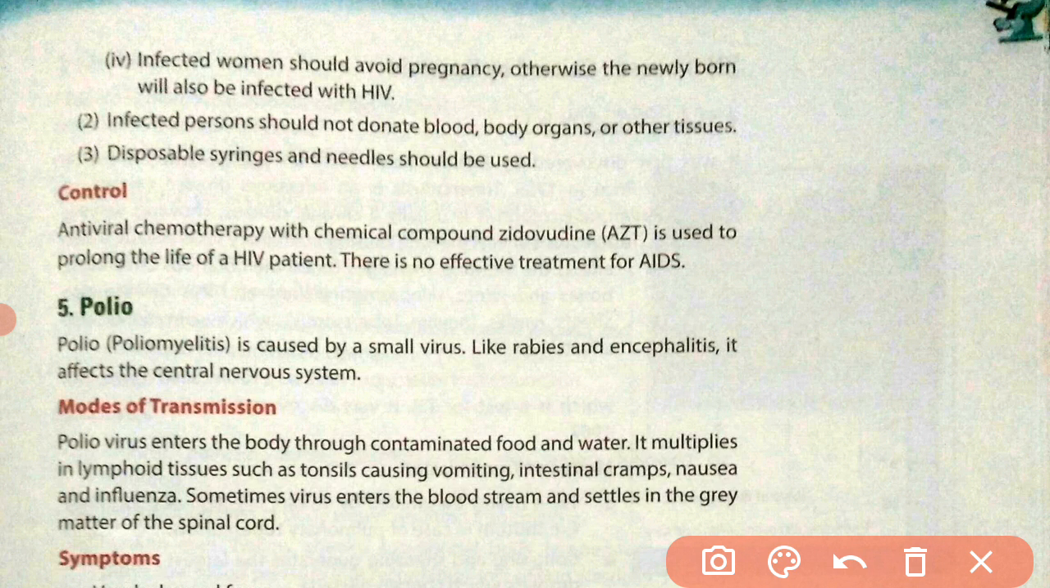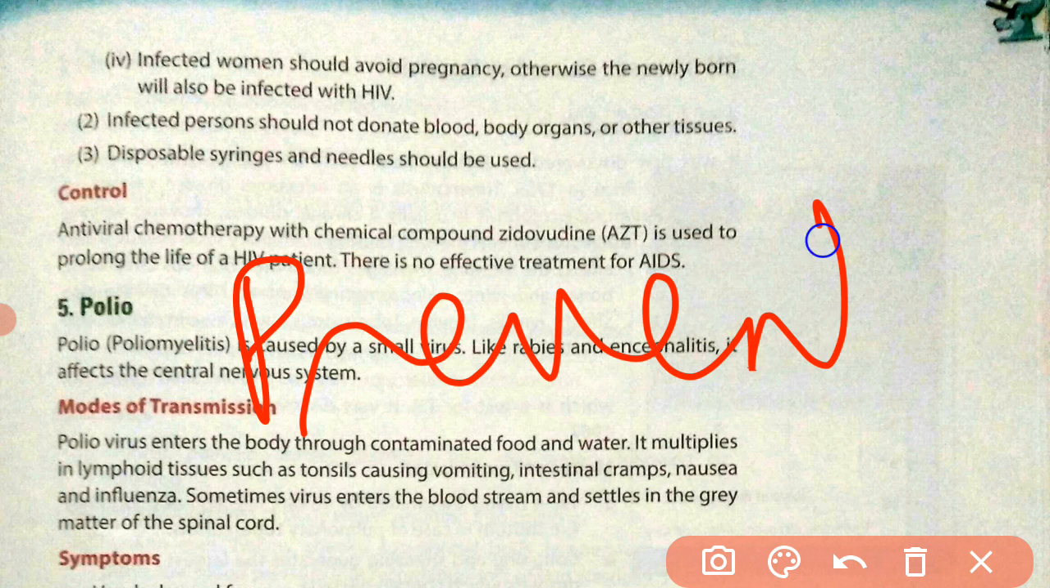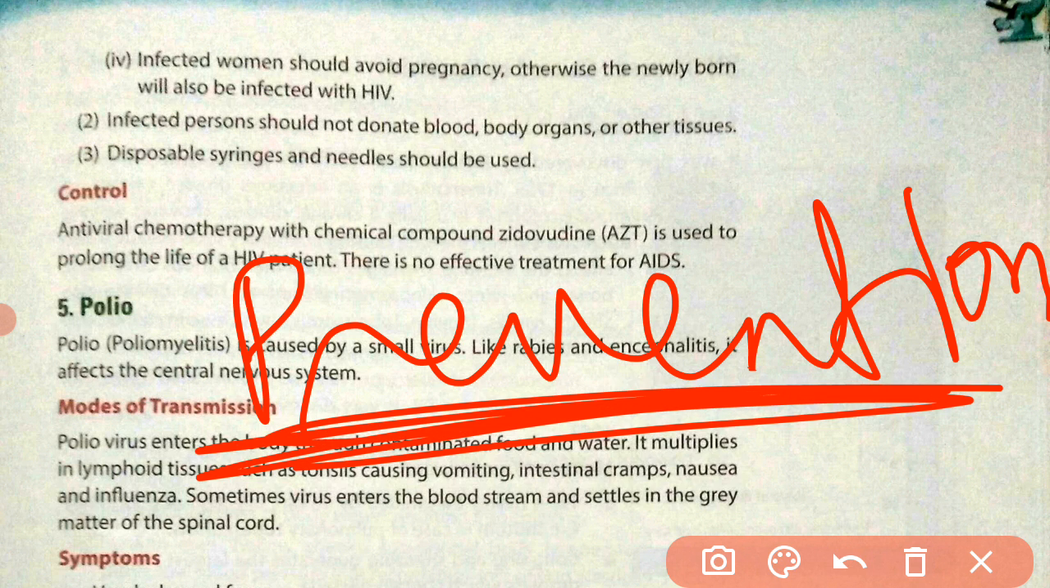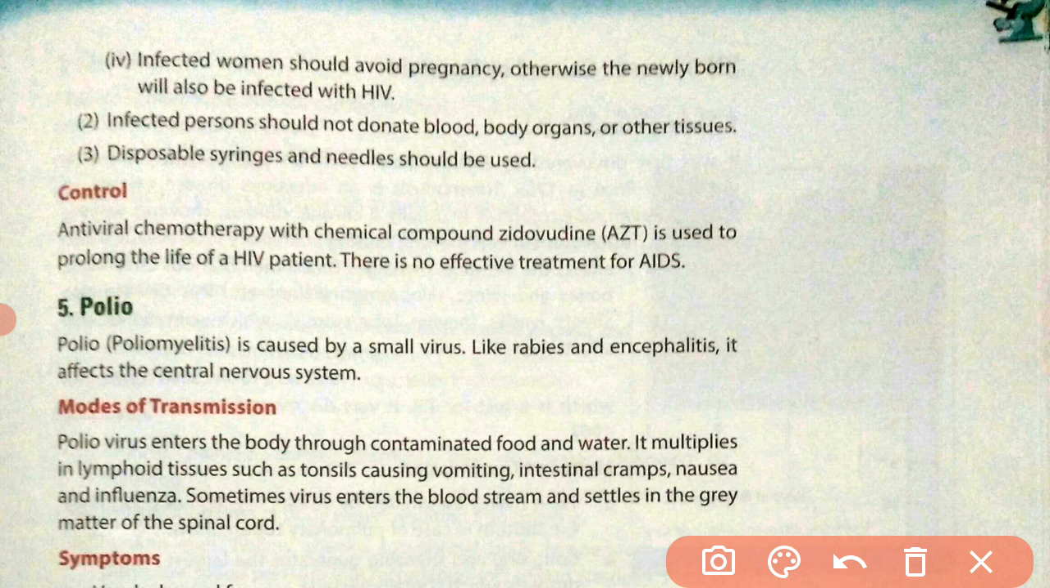So there is only one method to protect ourselves from AIDS, and that is prevention. Prevention is better than cure, because there is no cure for AIDS. So we should follow prevention to avoid the disease.